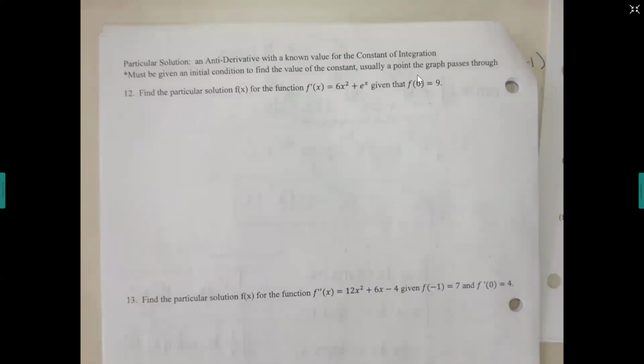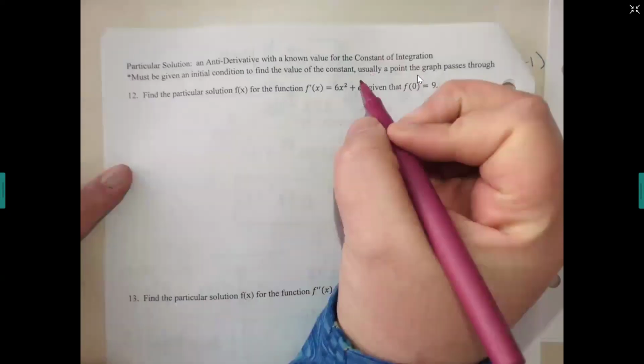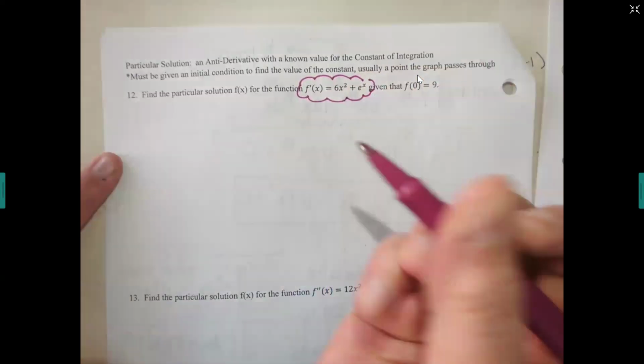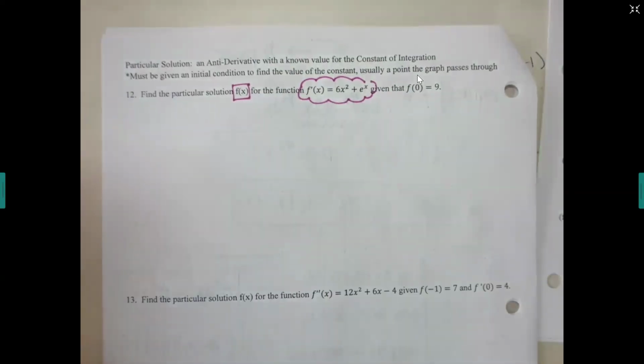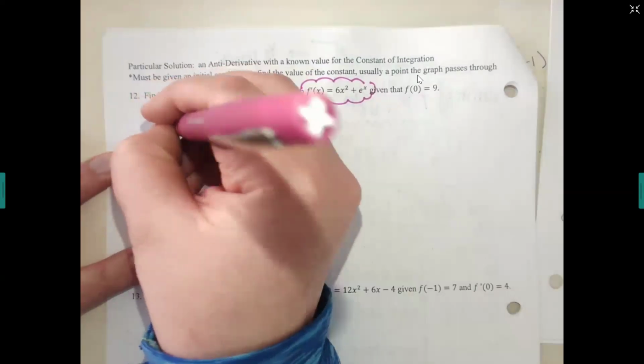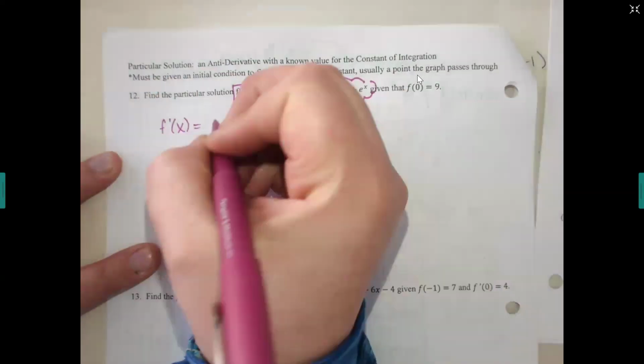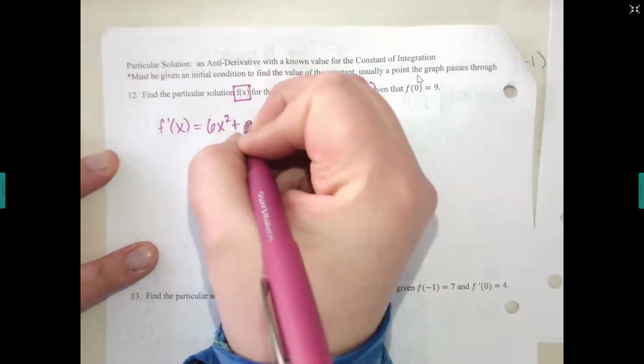All right. So if you take a look at number 12, they give you an equation for f prime, and they're asking you to find regular f. So for me to go from f prime back to f, that's an antiderivative. So I want you to rewrite your f prime here. This is what you were given: 6x squared plus e to the x.